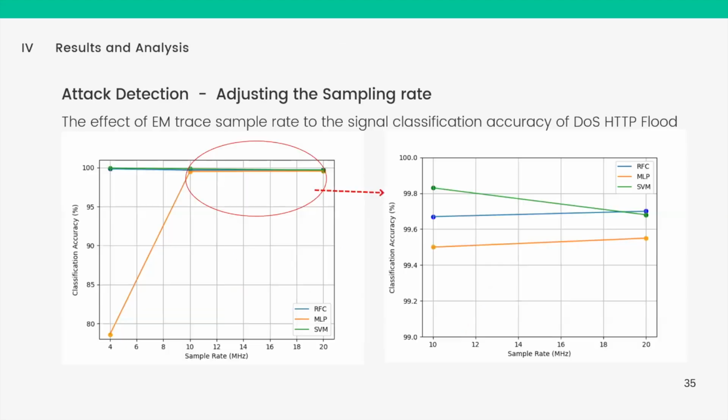Here we only used this for HTTP flood because the other two already had very low accuracy. We can see that for the random forest classifier and the support vector machine, the accuracy is not dropping even though we reduce the sampling rate from 20 megahertz to 10 and then to 4. If you are using a multi-layer perceptron, accuracy drops when we reduce the sampling rate.